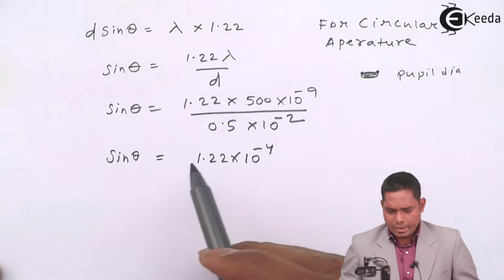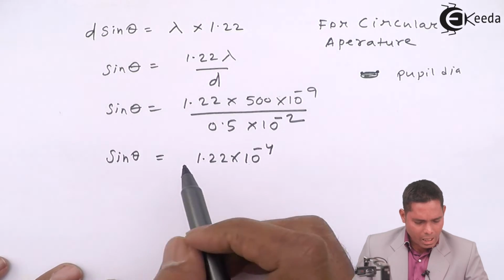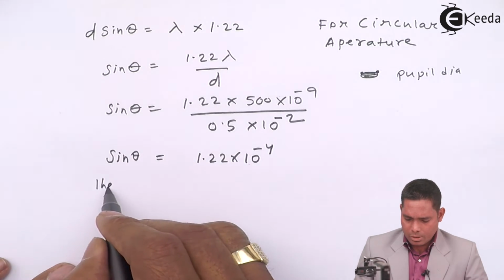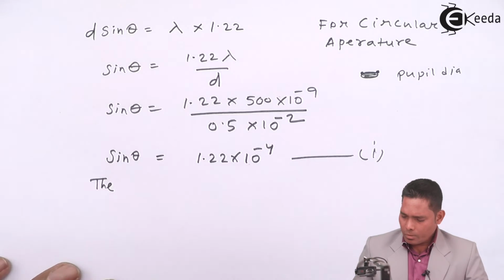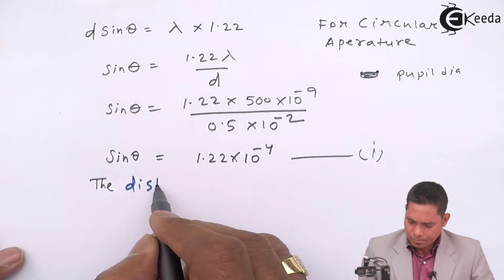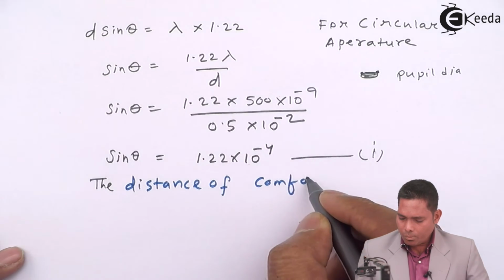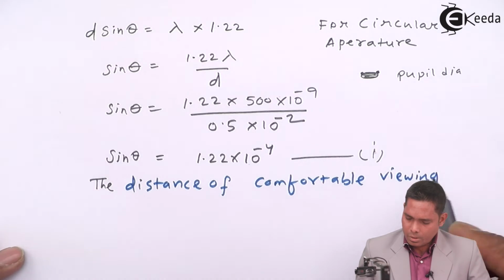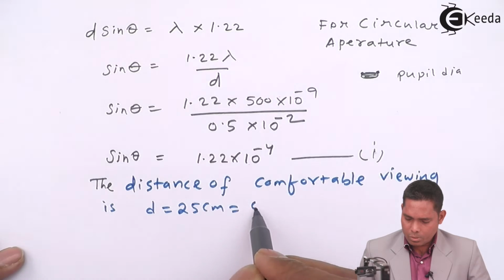Now, what angle subtends at the eye is this? Then I will have the distance of... We know that the distance of comfortable viewing is given as the... So this equation you will remember. We'll keep in mind as equation 1. Next, I will use another pen. The distance of comfortable viewing is the diameter. D equals 25 centimeter, which is equal to 0.25 meter.